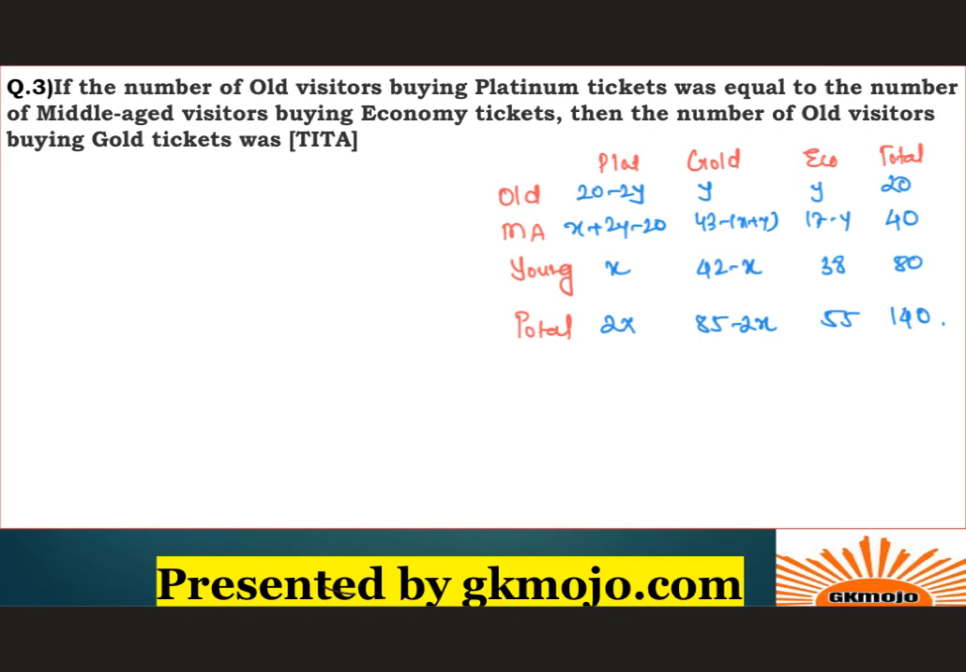Question number 3. If the number of old visitors buying platinum tickets was equal to the number of middle-aged visitors buying economy tickets. So old visitors buying platinum tickets, that is this, was equal to the number of middle-aged visitors buying economy tickets, this. So basically 20 minus 2y is equal to 17 minus y. Just solve this. What you'll get is y is equal to 3.